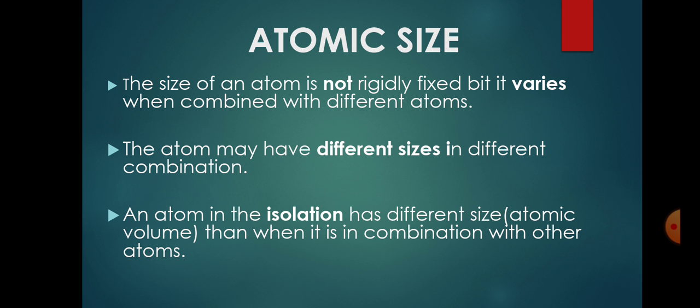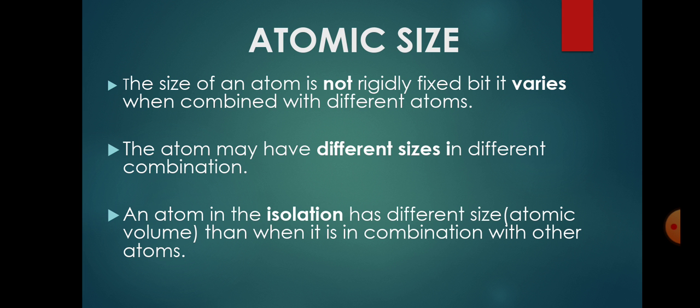The same atom shows different sizes in different combinations. Like hydrogen shows different sizes in different combinations. When it combines to form hydrogen chloride it has one size, and when hydrogen and bromine react to form hydrogen bromide, it also has a different size.